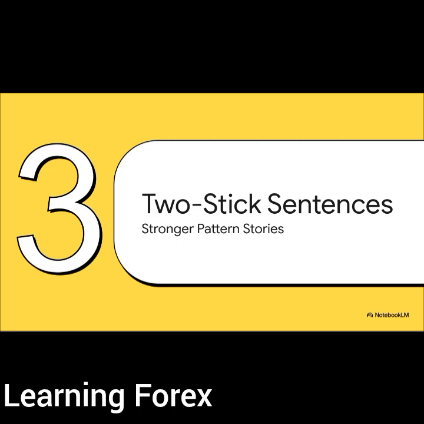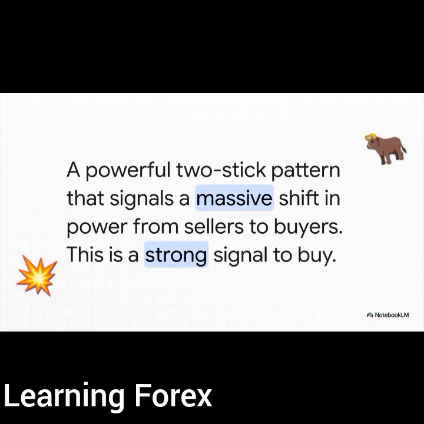So if one stick is a word, what happens when you put two of them together? Well, we start to form a sentence, and this gives us an even stronger, more reliable story about what's really going on in the market. One of the most powerful sentences out there is the bullish engulfing pattern. I mean, the name itself sounds dramatic, right? And for good reason. It signals a massive, sudden shift in power.